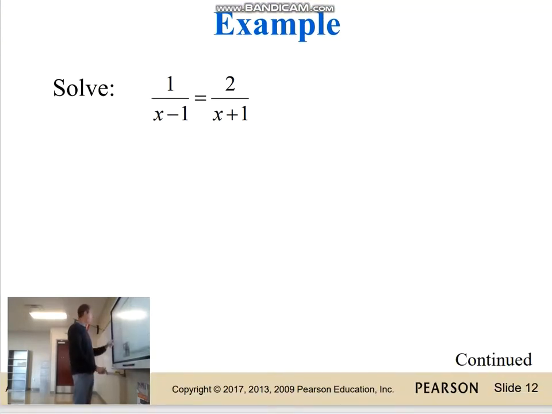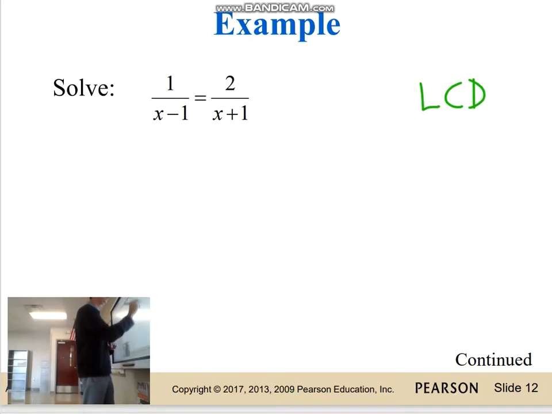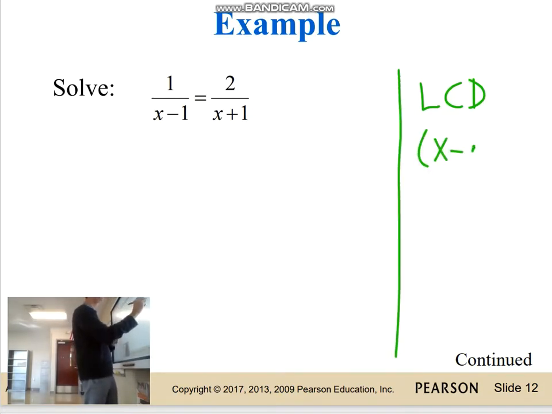Another example. The next example is 1 over x minus 1 equals 2 over x plus 1. Very interesting, because first you have to find the least common denominator. Can you identify all the denominators? We have x minus 1 and we have x plus 1, right? Those are all the denominators.